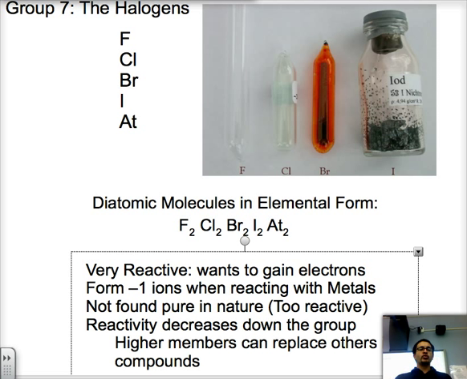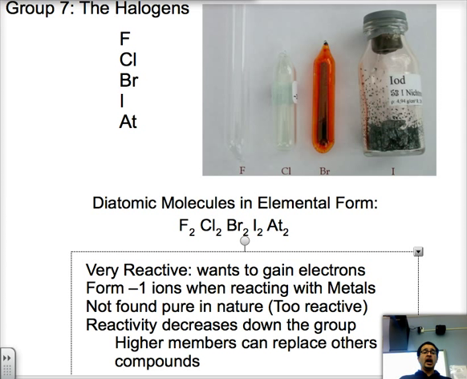All right? And so you will find fluorine, chlorine, bromine, iodine, and astatine, again radioactive, so we won't talk much about it, in the diatomic form. They will have 2 atoms bonded together, so they can reach that more stable configuration of having a filled valence shell, each one having 8 valence electrons by sharing 1 electron from one atom to the other. All right, so they're very reactive. When they react with metals, they will form the -1 ion.